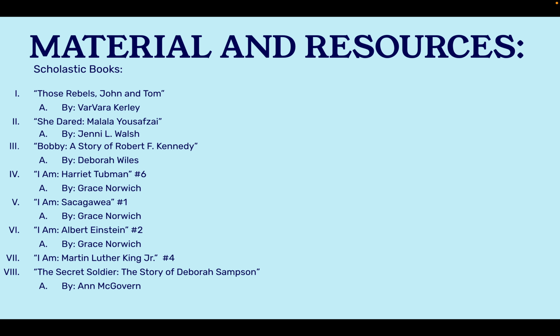And some of these books are Those Rebels, John and Tom; She Dared: Malala Yousafzai; Bobby's Story of Robert F. Kennedy; I Am Harriet Tubman, book number 6; I Am Sacagawea, book number 1; I Am Albert Einstein, book number 2; I Am Martin Luther King Jr., book number 4. That book is also by Grace Norwich. I don't know why it is not written on there. But anyways, The Secret Soldier and the story of Deborah Sampson as well.